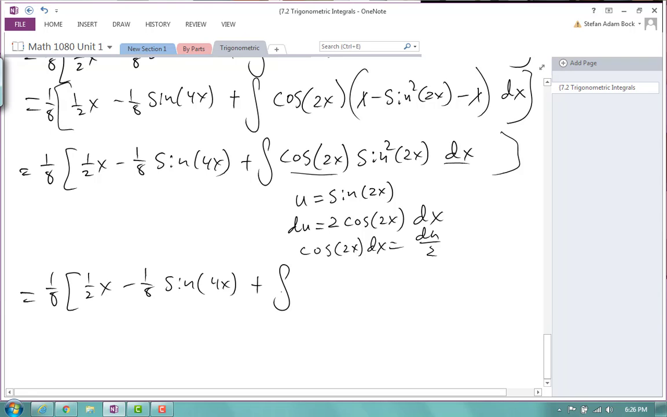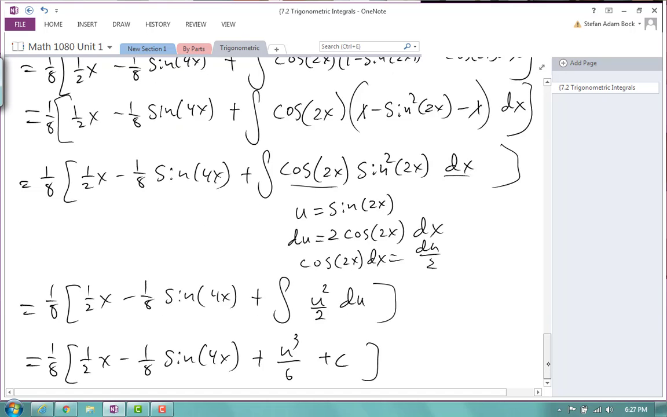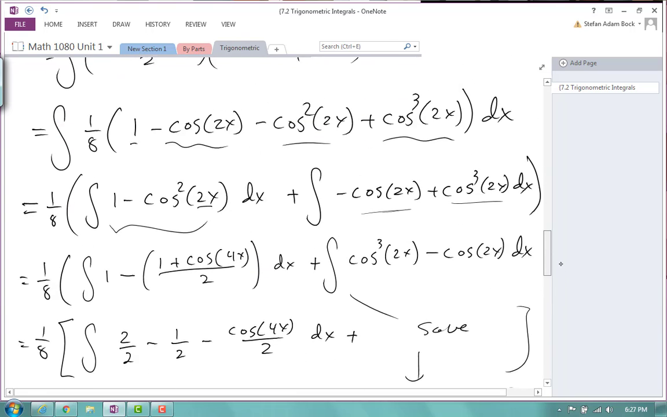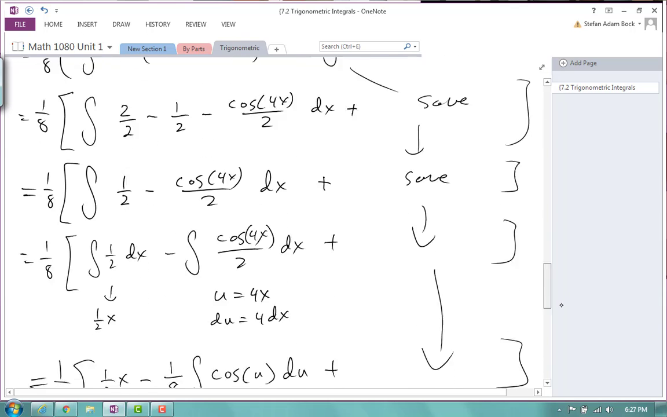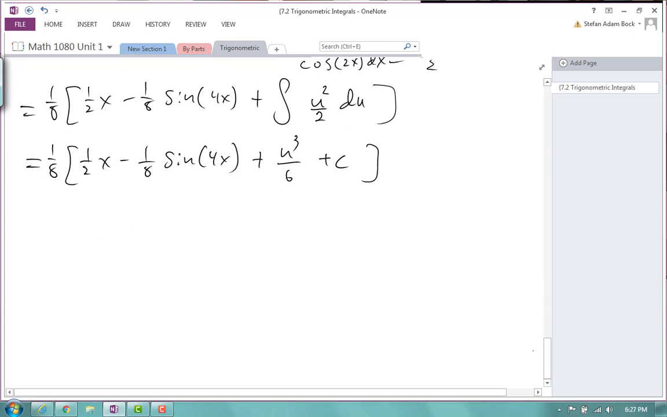Giving me the integral of u squared over 2 du. But that antiderivative is easy. It's just u cubed over 6 plus c. I think I had a plus c earlier, but it disappeared. Nope, I guess not. That's okay. I got it here.